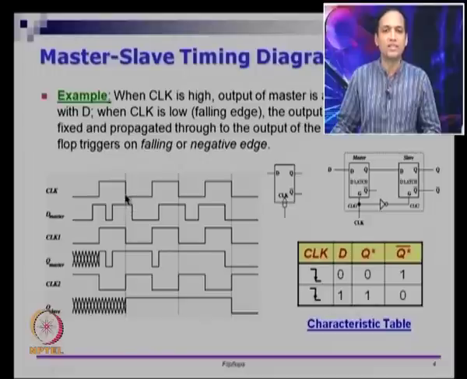And between this and this, CLK1 is off, right. Because CLK1 is off, this change in D will not change the Q master. So if you see the clock CLK1 of the master here, this is off, which means the master latch is disabled. If the master latch is disabled, then a change in D will not change the Q of the master, right. So Q of the master is remaining stable.